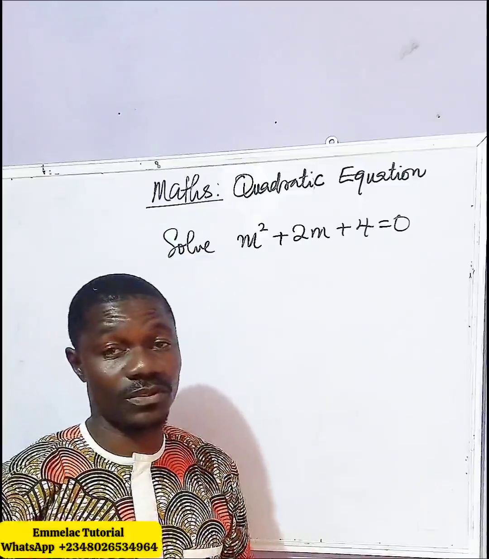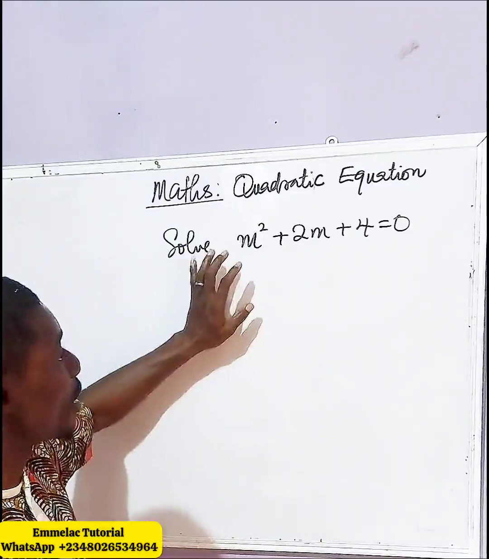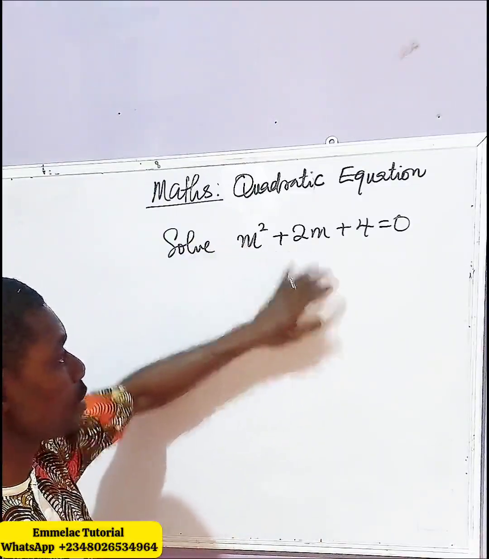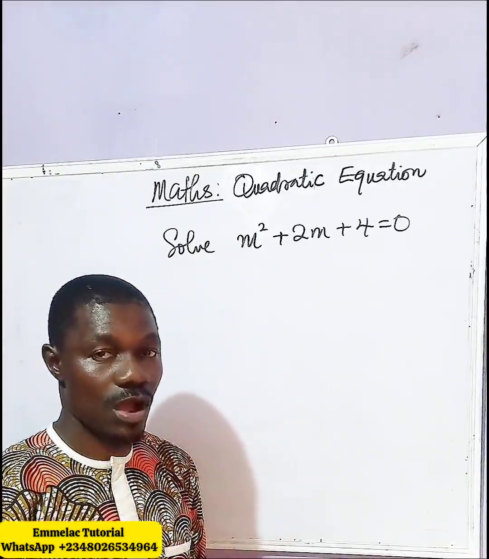Welcome to Like Online tutorial. Before us is this quadratic equation, and we're told to solve m squared plus 2m plus 4 equals 0. So how do we go about it?